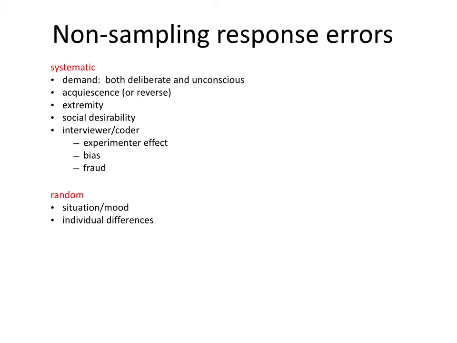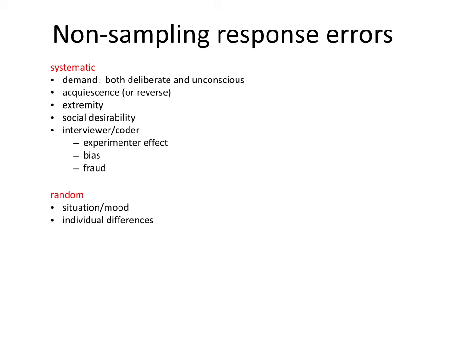Acquiescence is a bias that's sometimes called yea saying. It's a tendency to agree or to say yes or to be positive on all the questions. The opposite is less frequent, but it is also called an acquiescence bias. So people who tend to disagree or to be negative on all the questions would be exhibiting an acquiescence bias.